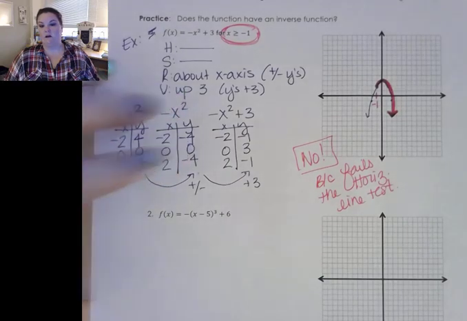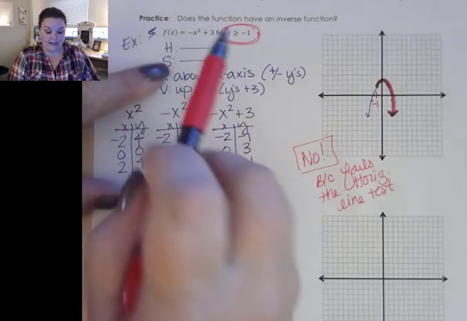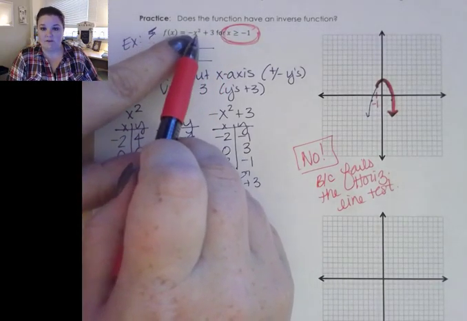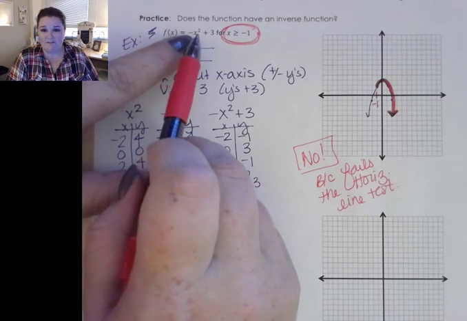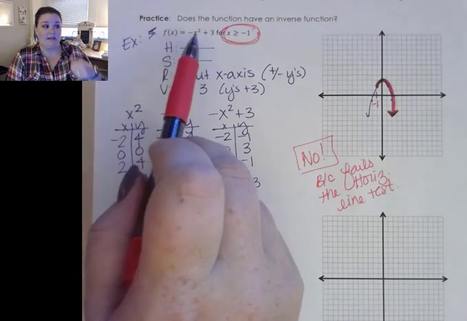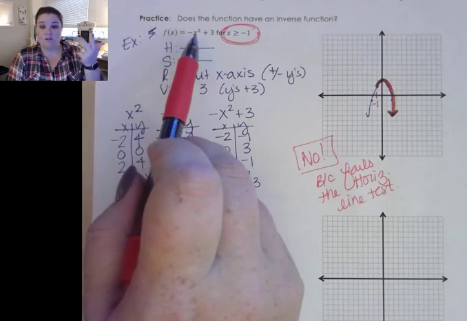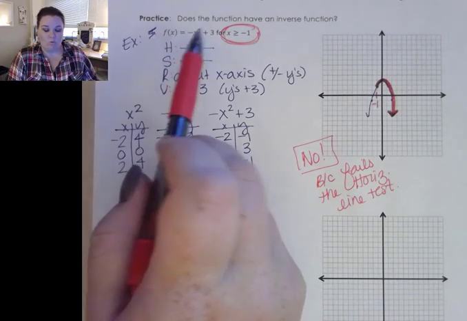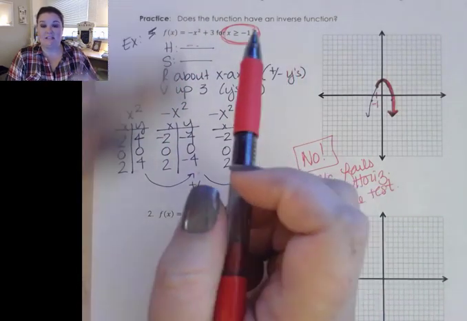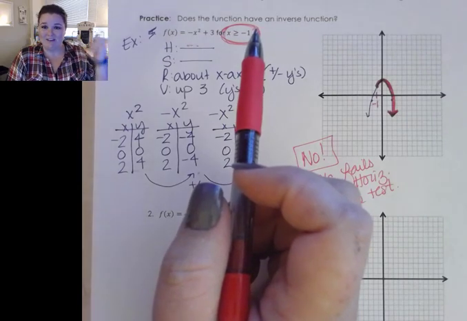Okay? All right. So again, we only have to do this if we're starting with a function that we know doesn't have an inverse. So if we started with a cube or an x or a square root or any of those, we don't have to go through this whole process. We could just say, yes, they have an inverse. They always have an inverse.